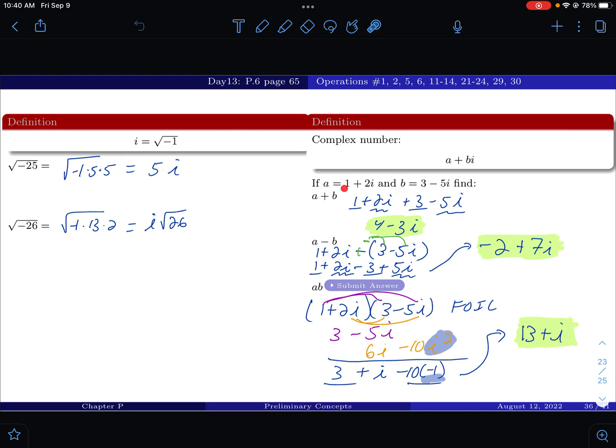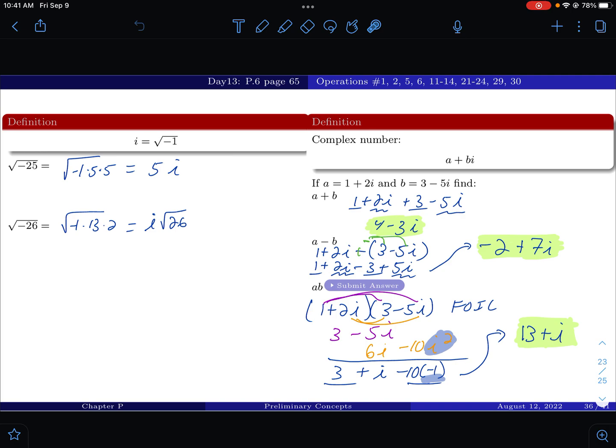So if I have A is 1 plus 2i and B is the complex number 3 minus 5i, and if I want to add those two complex numbers together, I find they're similar or they're like terms. 1 and 3 are like terms, which totals to be 4, and 2i minus 5i is -3i, which is the second half of our complex number answer.